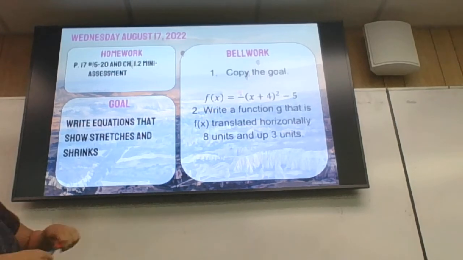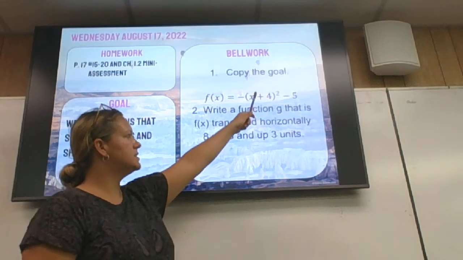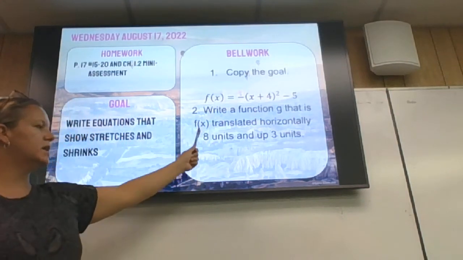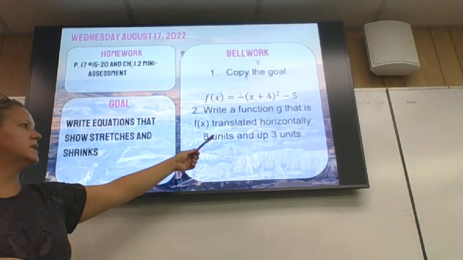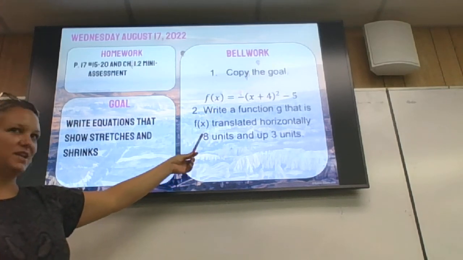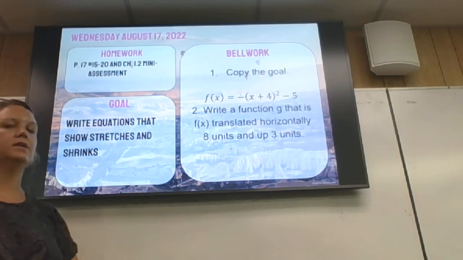So we write a function g that translates this, and a lot of people have asked me, do you want to go horizontally left or right? Because this 8 is a positive 8 here, it's a right, so I'm going to write that in here. I'm going to go right 8 units and up 3 units.